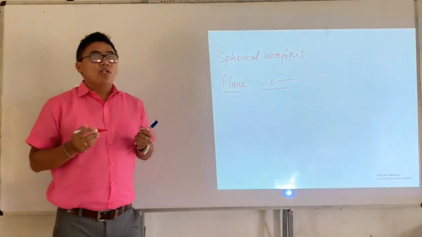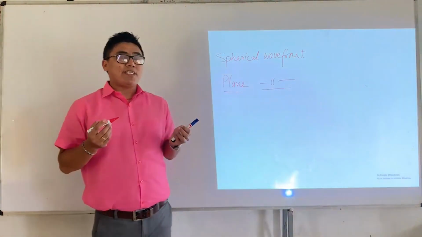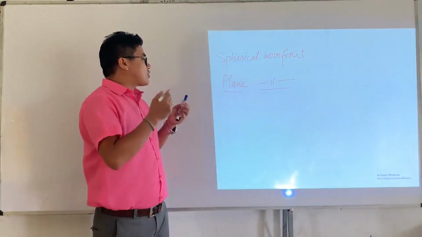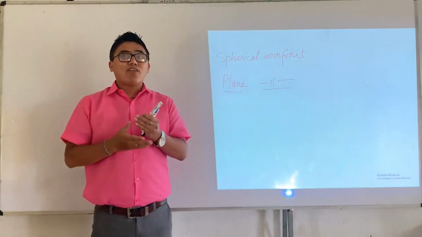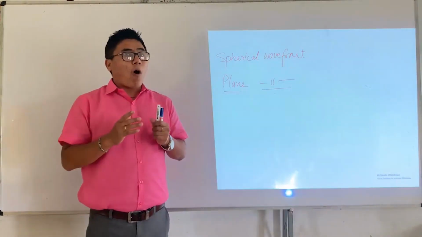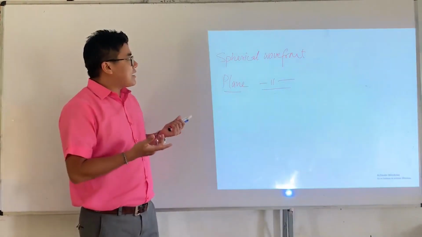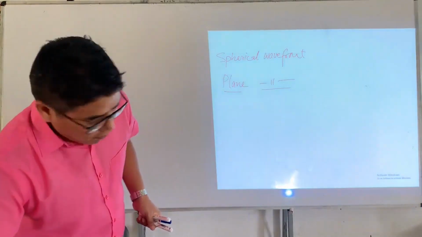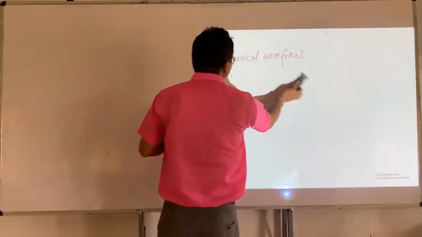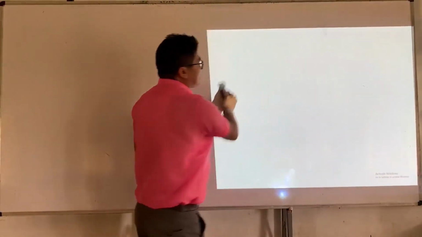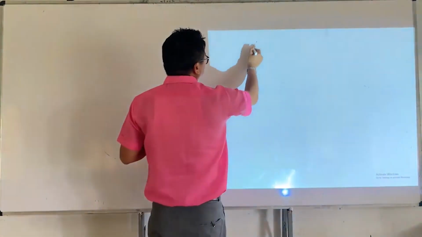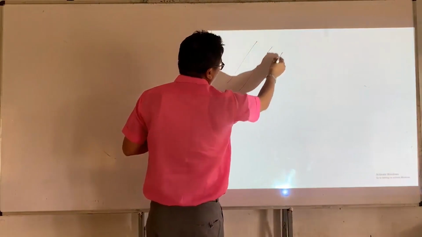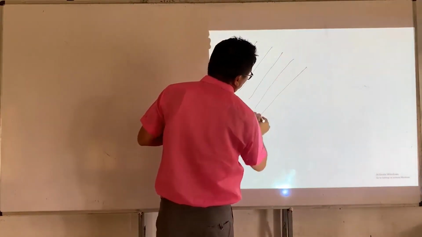So if the source of light is very far, then the wave that we receive from such a source is what we call a plane wavefront. Let me show you what these wavefronts look like. This is a plane wavefront. This is what we call a plane wavefront.